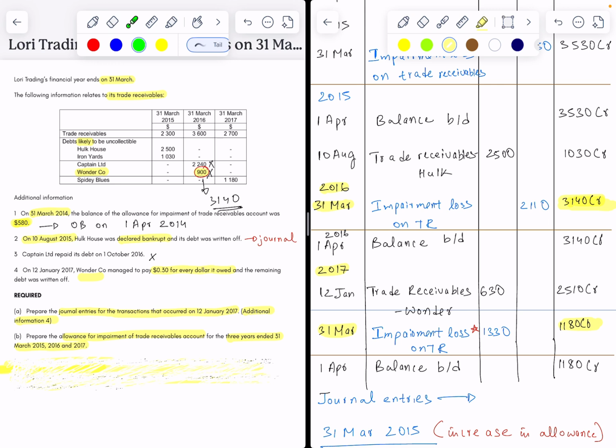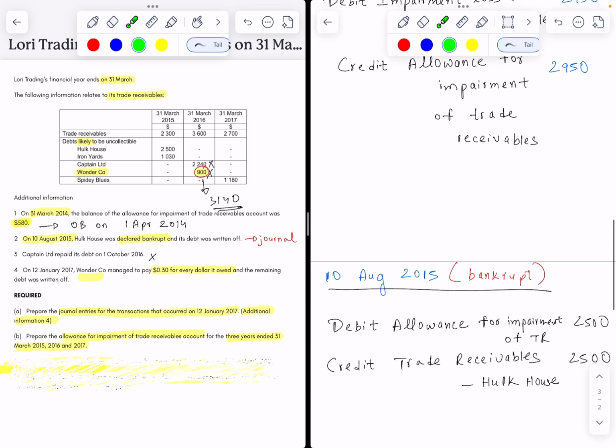So as you can see, from previous balance at 12 Jan 2017 of 2,510, we are now going down to 1,180, right? So it's a good thing. So it's decreasing in value. So when it decreases in value, we don't have an expense, but rather a reversal, which is going to reduce our expenses. So let's look into the journal entry for that, okay?